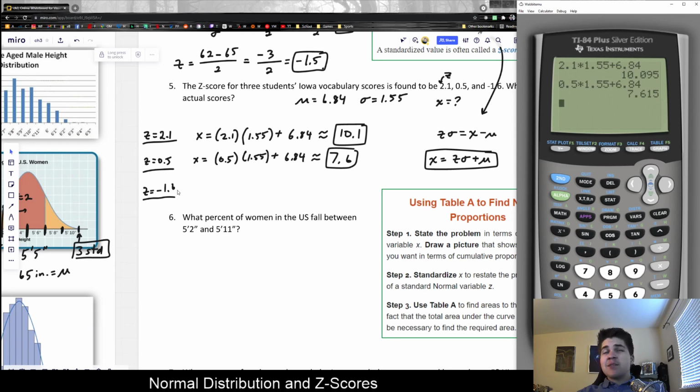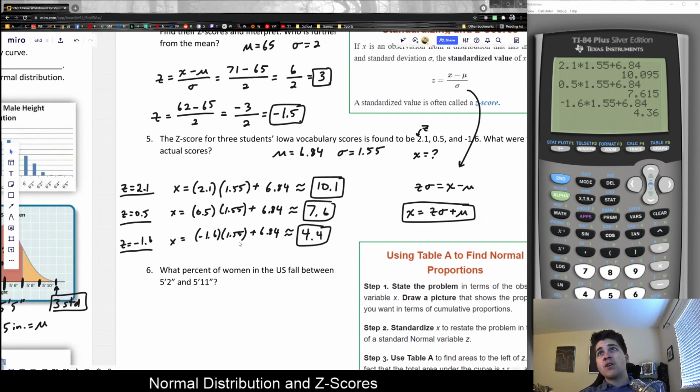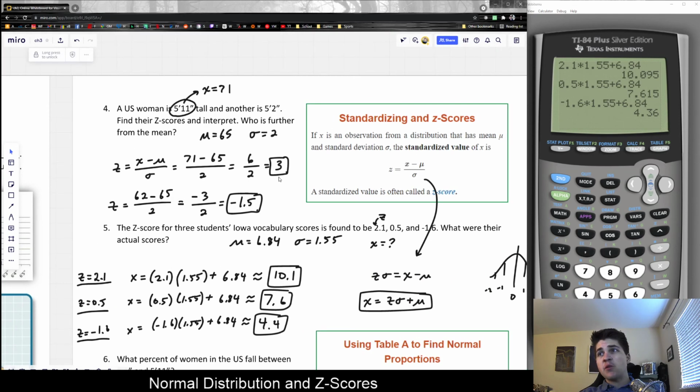And then for a negative 1.6, we'd expect this to be a lot lower. Go ahead and plug that in: negative 1.6 times 1.55. So x is equal to negative 1.6 times 1.55, the same formula for unstandardizing it, and that would give us a score of about 4.4. It's useful to be able to take an original score and convert it to a z-score, as we did in the previous video, but occasionally we also want to be able to go back and figure out what the original value of this score was.